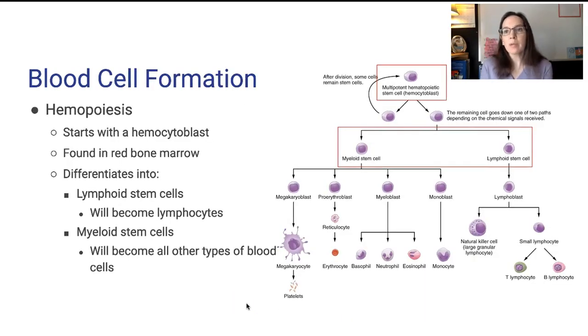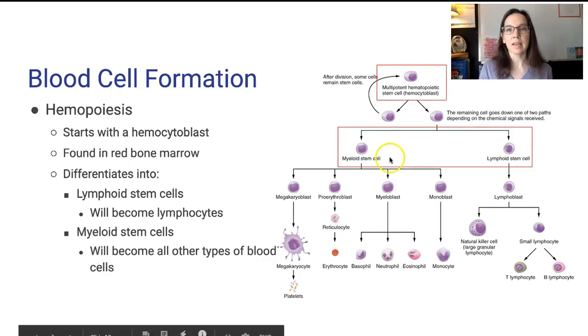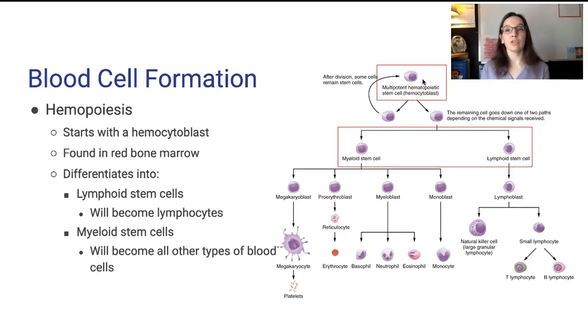Okay, so how is blood made? Well, the formation of blood is called hemopoiesis. Hemopoiesis is the formation of all blood cells. And it all starts out with this hemocytoblast, which is going to be found in red bone marrow. In an adult, red bone marrow is found in the shoulders and the hips, very few places.